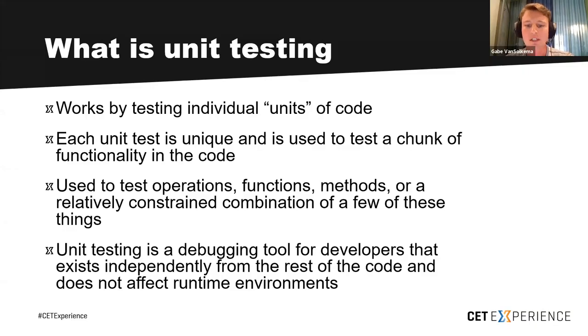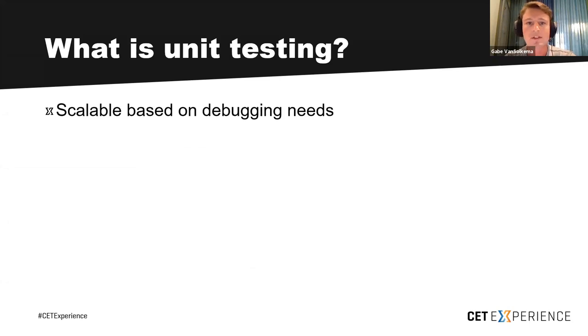But unit testing is a great debugging tool for developers, so it's designed to be used by a developer, and it exists independently from the rest of the code. So if you were to write a bunch of unit tests, it's not going to affect how your code works. They exist independently, and it's not going to slow down your code at all. It's something that you're going to run when you want to run it, and it will not affect your runtime environments. So you could have thousands of unit tests, preferably in some sort of test folder, organized in some way. But you could have tons of unit tests, and those unit tests wouldn't actually affect all the other code that you have written for your extensions and all your products and all your functionality. So it's scalable based on your debugging needs.